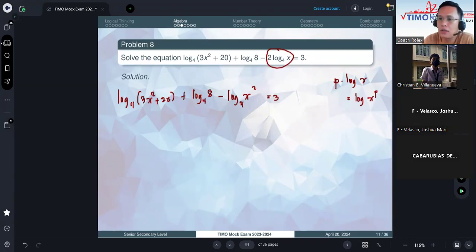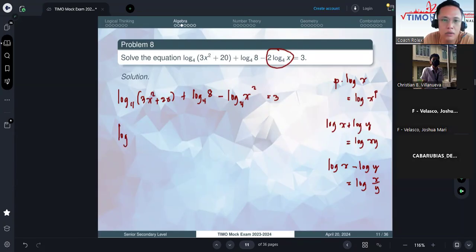So that means we can use the property that the log of x plus log of y is equal to log of xy. Also, the log of x minus the log of y is equal to log of x over y. So we have two positive, meaning you will have log of 3x squared plus 20 and 8. Okay, so we multiply 8. Then we put the other one on the denominator because it is the minus part, base 4, and this is equal to 3.